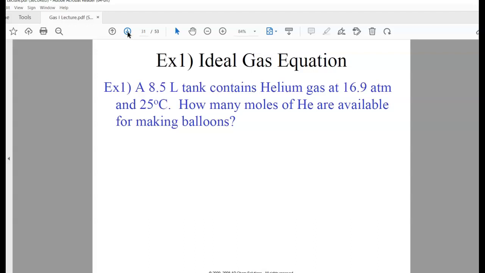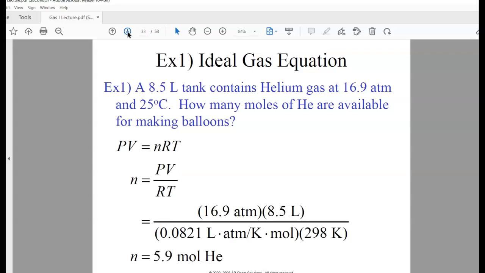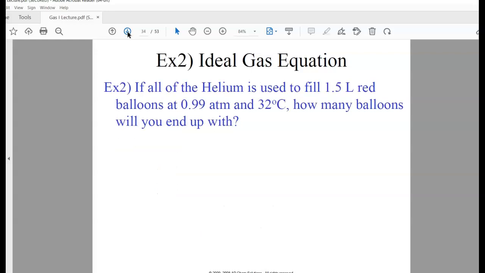Okay, we're doing an ideal gas. We're looking for moles. We've got temperature, volume, and pressure. So we rearrange that to solve for moles and plug and chug at this point, so we get 5.9 moles of helium. This is a good question.